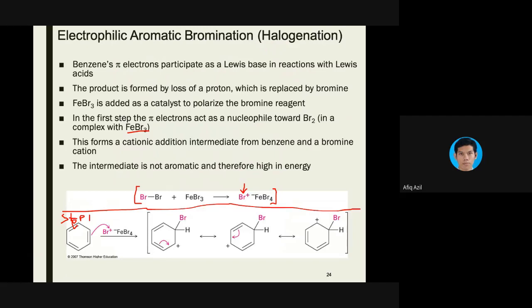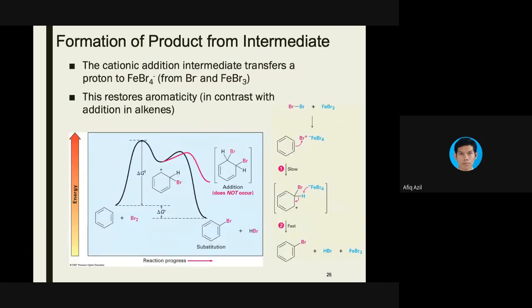Why cation? Because you have a positive ion over here, and it forms resonance structures, in a way that the electrons move around the ring. So it forms these three intermediates, or resonance structures. So this is step 1. Then the second step.